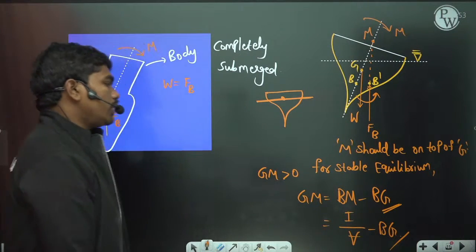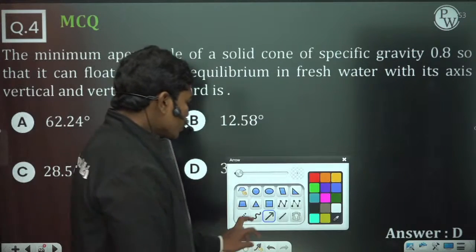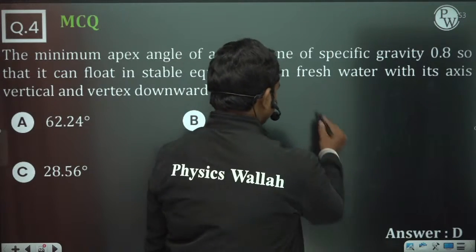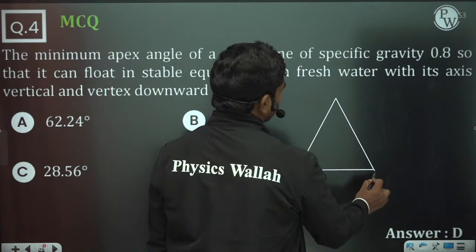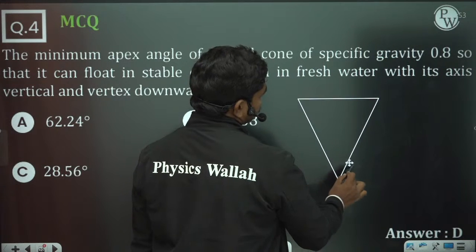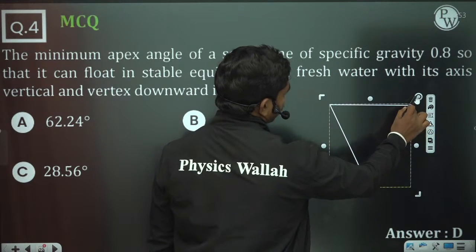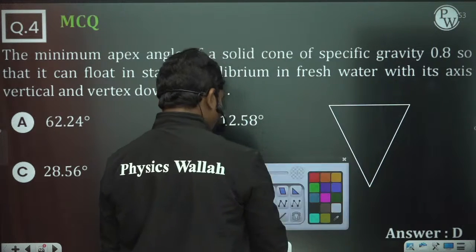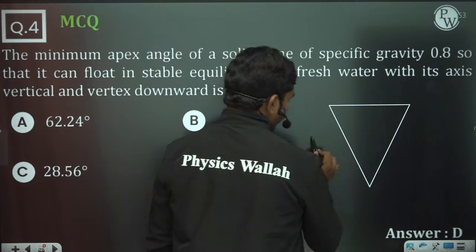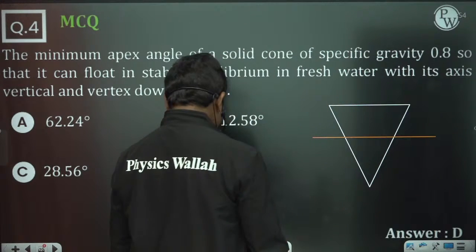Okay, so now let us see here. If you come to this case, now you have a cone body, a cone like this. So now what is happening to this cone? This cone is floating on water like this.